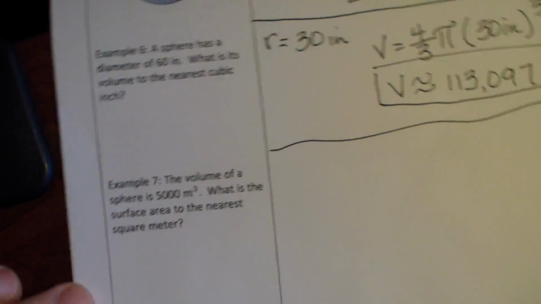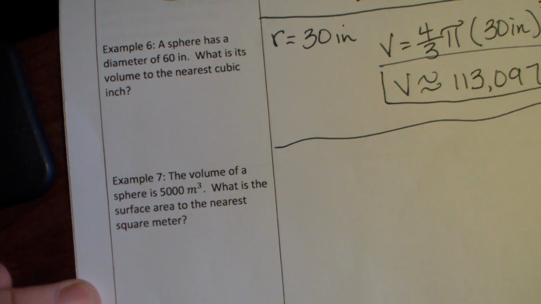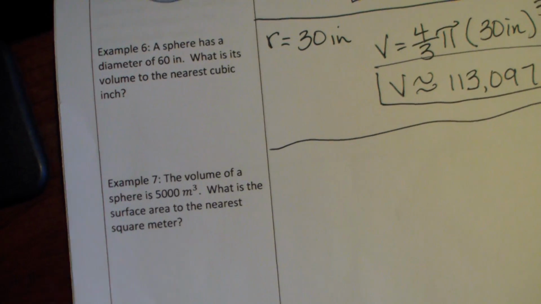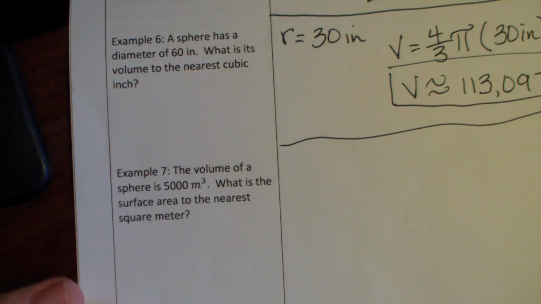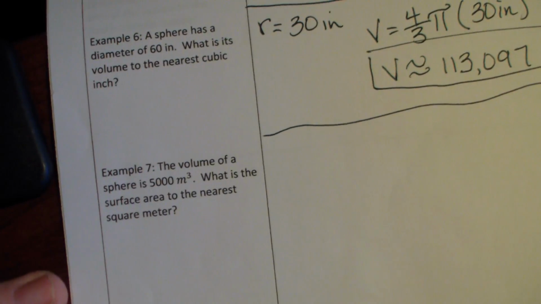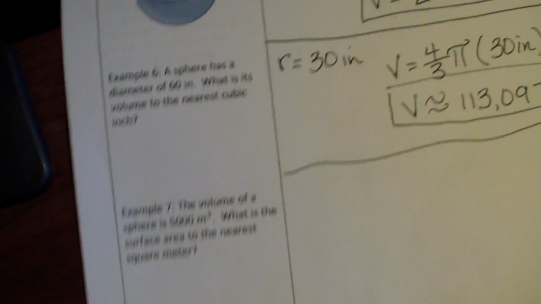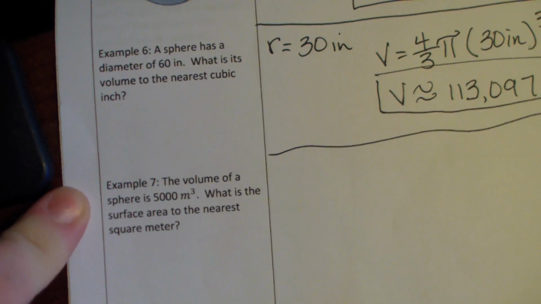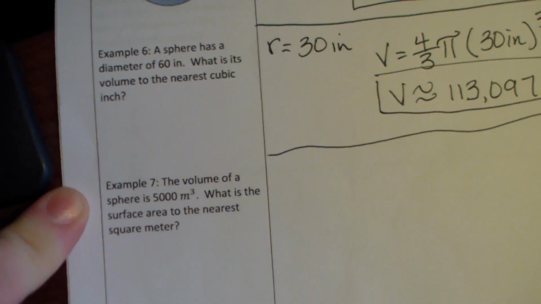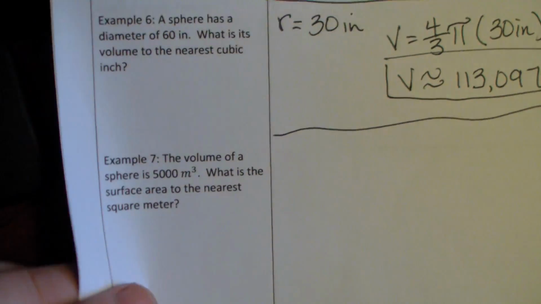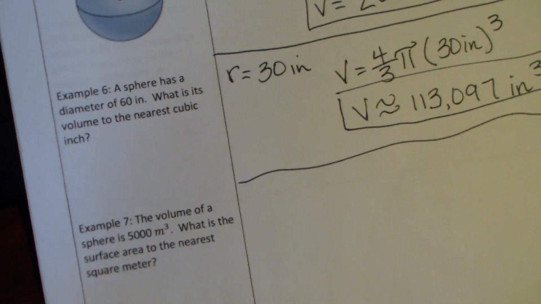Example 7. One of the big skills when it comes to surface area and volume of spheres is, given surface area, find the volume, or given volume, find the surface area. That's what we're going to be doing for this one. We're given that the volume of a sphere is 5,000 cubic meters. We want to find the surface area of the sphere to the nearest square meter.